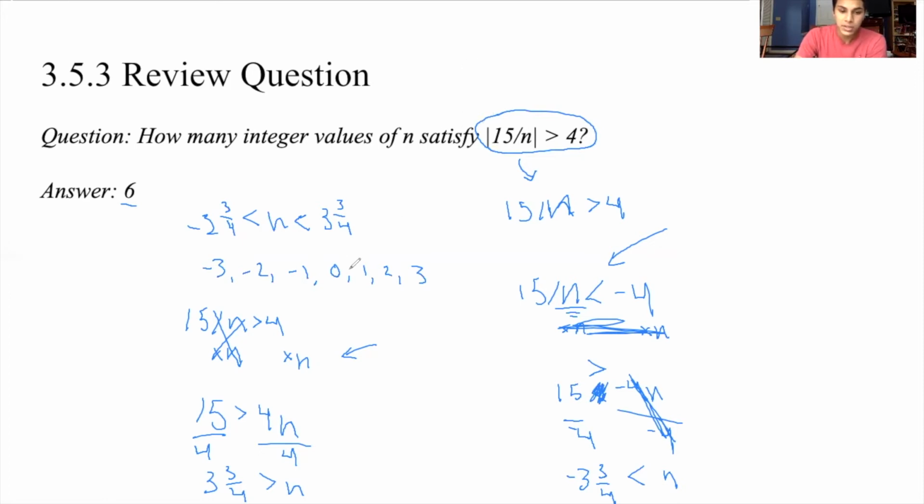We actually have one here. If you plugged these all back into this original inequality and tested if they worked, you'll notice that these three work, but 0 does not, because you can't divide by 0. If n were 0, you'd be doing 15 divided by 0 is greater than 4. And if you divide by 0, that gives you an undefined number. So you're not allowed to divide by 0. So therefore, 0 is not an integer value that satisfies this equation. So now you only have 6 total, so your answer is 6.